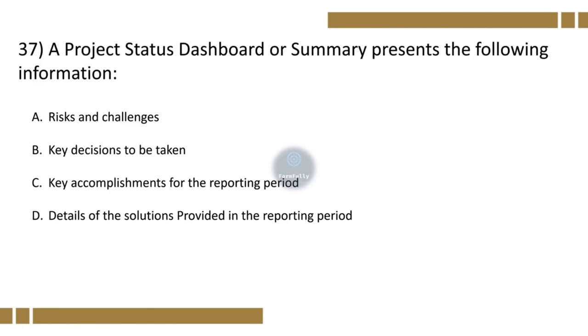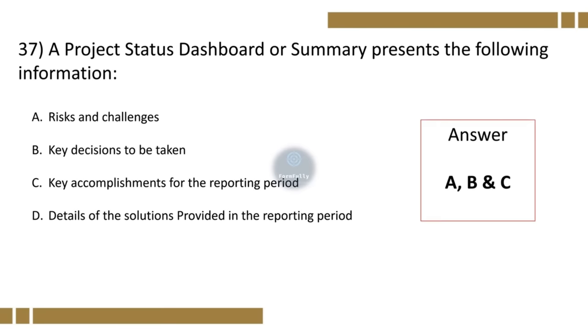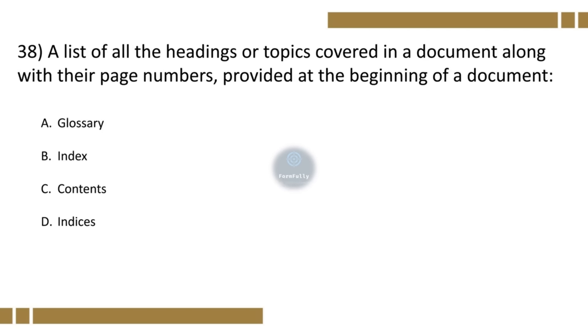Question 37. A project status dashboard or summary presents the following information. Option A, risks and challenges. B, key decisions to be taken. C, key accomplishments for the reporting period. D, details of the solution provided in the reporting period. And the correct option is A, B and C.